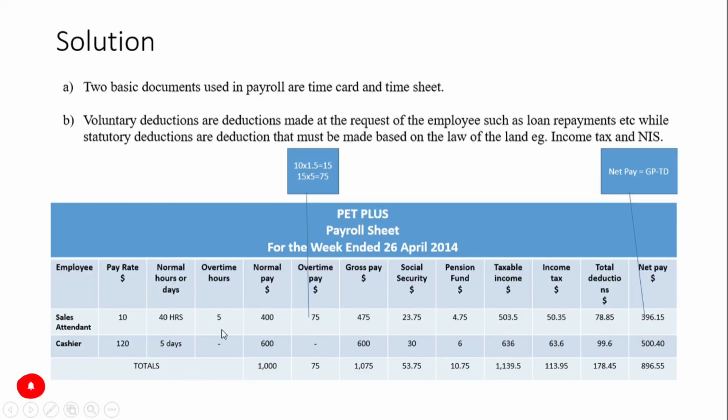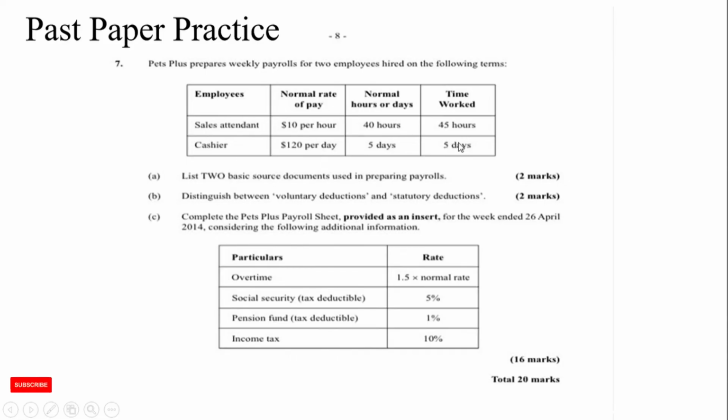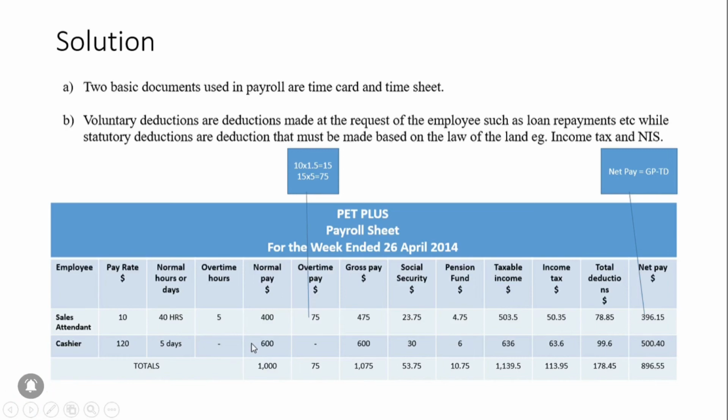Overtime, you would have realized that the sales attendant did 5 hours overtime because the sales attendant actually worked 45 hours for the week. If you want us to look back, we can look back. See, the sales attendant worked 45 hours for that week. All right. Now, the normal pay, how do we get the normal pay? It is the pay rate multiplied by the normal hours or the normal days. So it's 10 multiplied by 40 give you 400. 120 multiplied by 5 give you 600. And you know the total is at the bottom there.